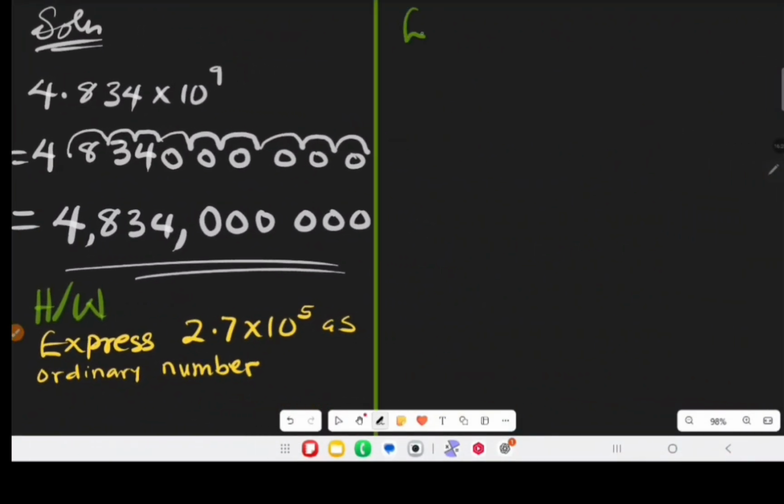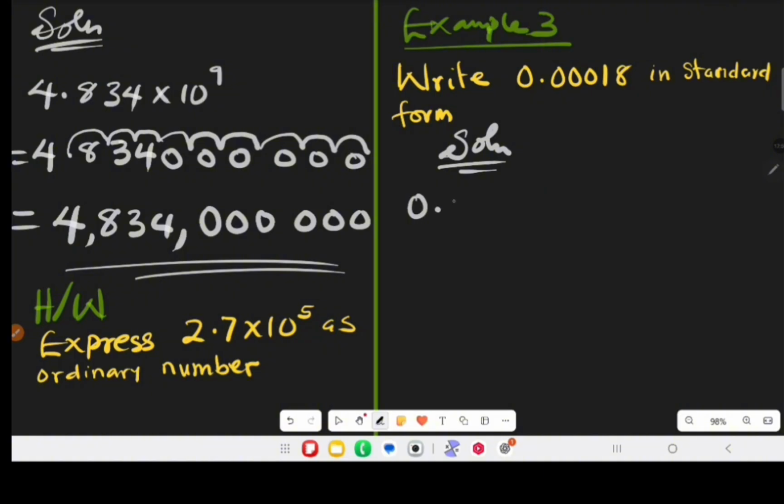I'll call this example 3. Writing 0.0001 in standard form. Standard form is of the form a times 10 raised to the power of n, and a must be a number which is greater than or equal to 1 and less than 10. Then we have to move the decimal point so that this number will be in between 1 and 10. If we move the decimal point, we are going to move it from left to right. How many times? 1, 2, 3, and 4. We are moving it 4 times.